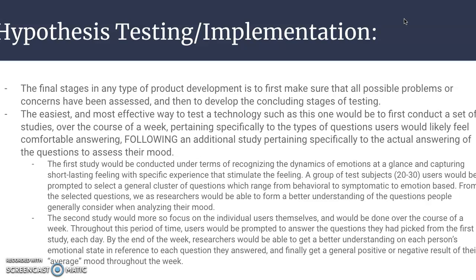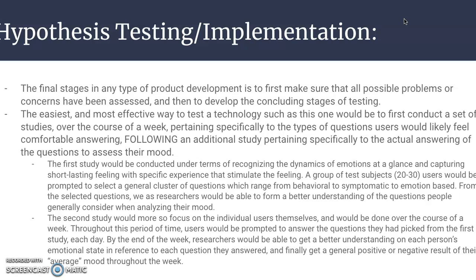So finally comes hypothesis testing and possible implementation. In the final stages of any type of product development, it's first important to make sure that all possible problems or concerns have been assessed, and then to develop the concluding stages of testing. The easiest and most effective way to test a technology such as this one would be first to conduct a set of studies over the course of a week, pertaining specifically to the types of questions users would likely feel comfortable answering, followed by an additional study pertaining specifically to the actual answering of the questions that they picked.